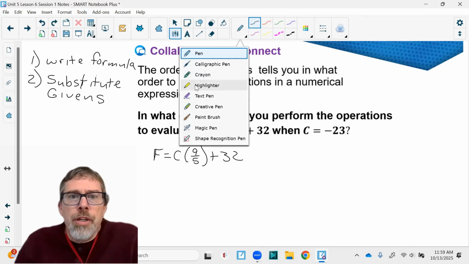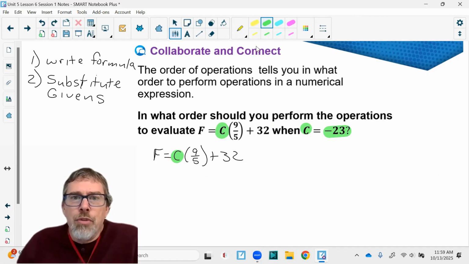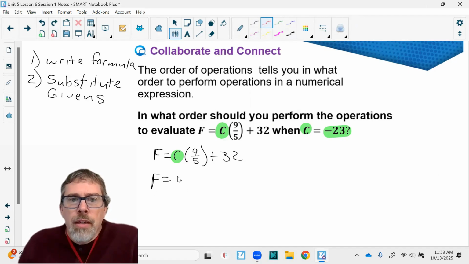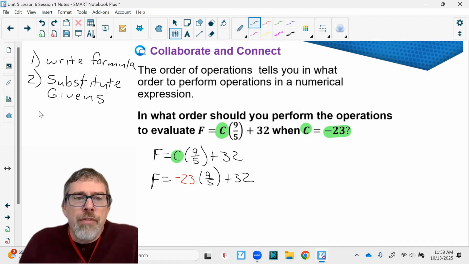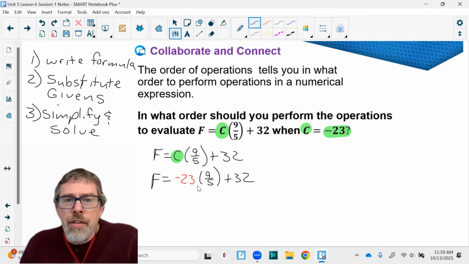Okay, so what am I substituting? Well, they told us that C equals negative 23. All right, well, there's C right here and there's C right there. So we're going to replace this C with negative 23. So I'm going to write F equals negative 23 times 9/5 plus 32. Okay, substitute the givens. Step three is simplify and solve. Okay, so I'm going to simplify this and solve it.